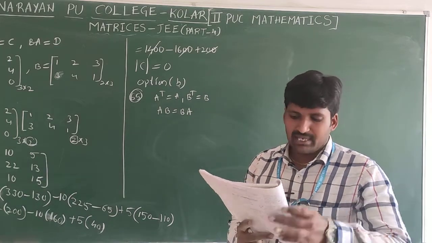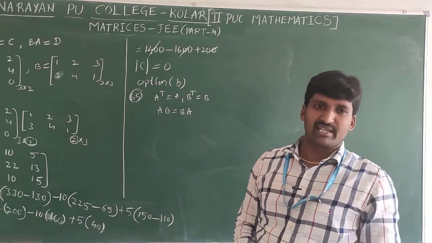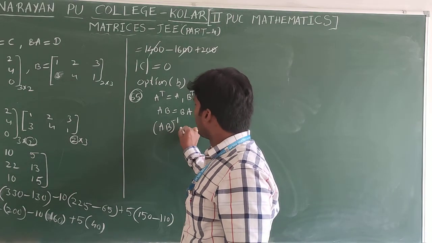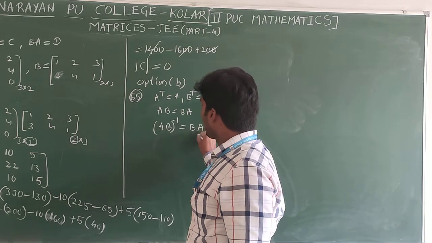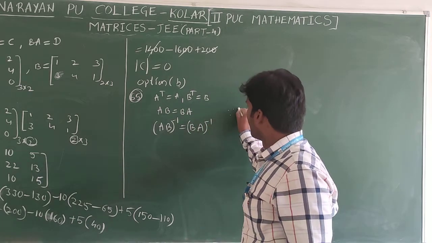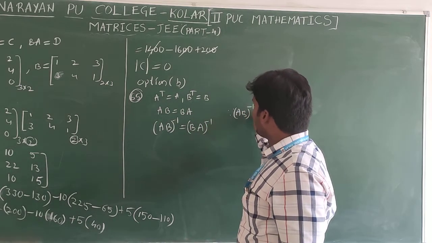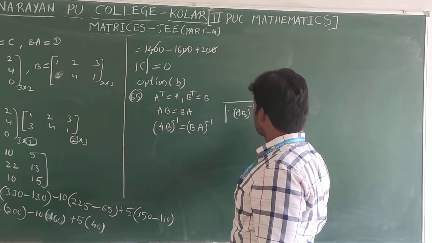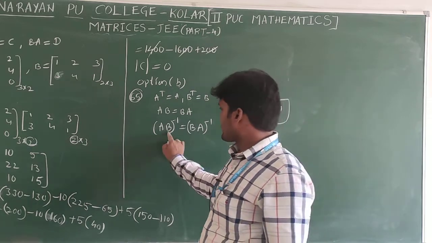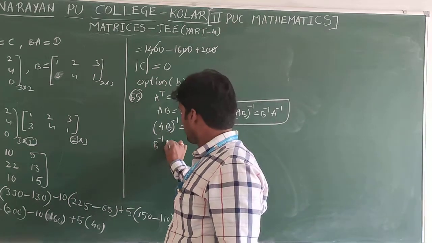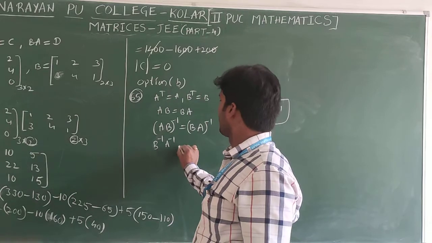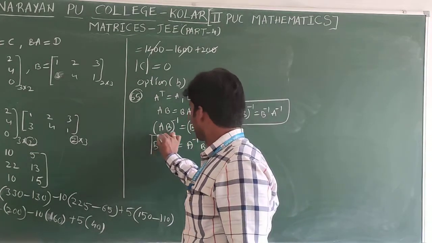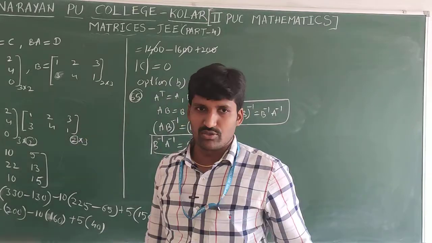Now before applying transpose, we need the inverse of the matrix, that's why apply inverse on both sides. AB whole inverse equal to BA whole inverse. Already we know the formula for AB whole inverse. What is the formula? B inverse into A inverse. For the second matrix, that's why B inverse into A inverse equal to here A inverse into B inverse. Now later we'll use this condition.